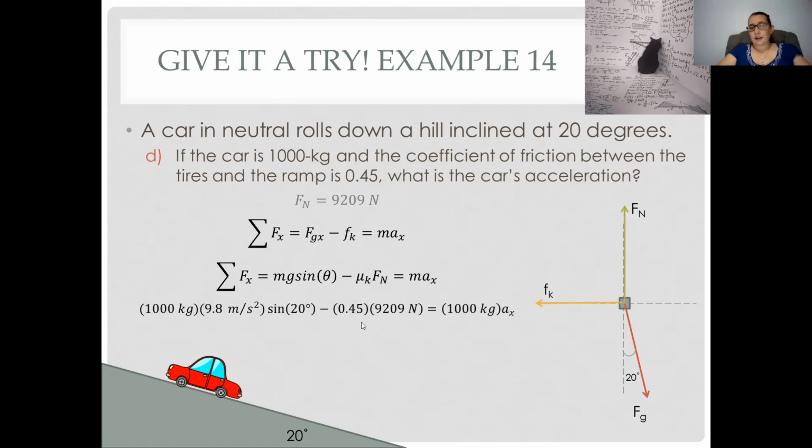Well, we have all of those values now, right? The mass is 1,000 kilograms. g is 9.8 meters per second squared. Our angle is 20 degrees. Our coefficient is 0.45. Our normal force, which we just found, is 9,209 newtons. Again, the mass is 1,000 kilograms. And all we're left with is a. That's good, right? Now it's just plugging numbers into your calculator and simplifying the expression. When we do that, we'll find that the acceleration is negative 0.79 meters per second squared.